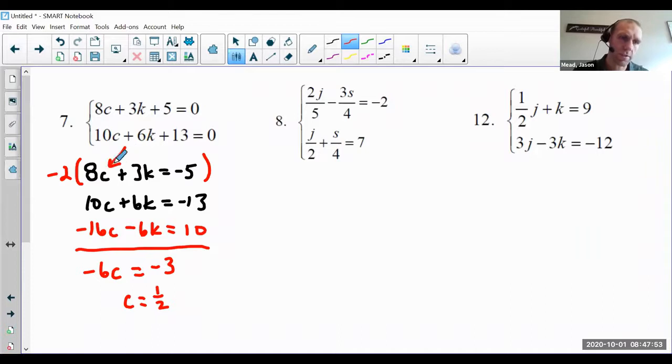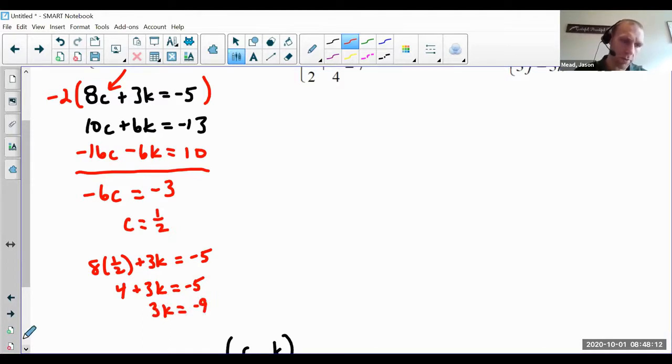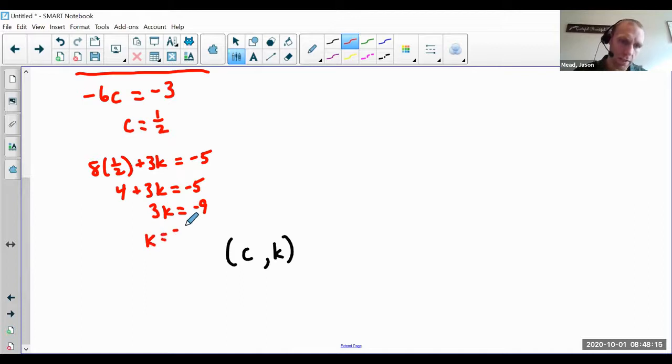I'll choose this one because the numbers are smaller. So 8 times 1/2 plus 3k equals negative 5. 8 times 1/2 is 4. Subtract 4 and divide by 3, and I get k equals negative 3. So my final answer in this problem is 1/2, negative 3.